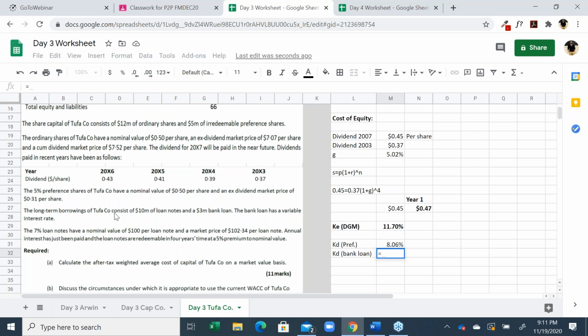The bank loan has a variable interest rate, right? So what should we do? They haven't given us the interest rate, I think. The bank loan interest rate hasn't been given to us. So what should we be doing in that case? Should we ignore bank loan, or should we assume this bank loan to be having the same interest rate as the loan notes?